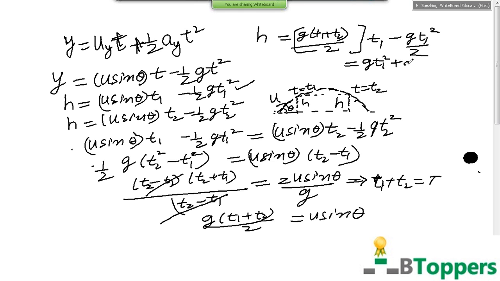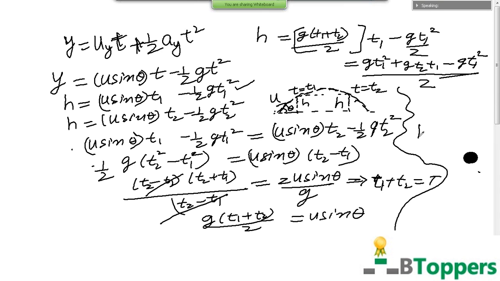This you get g t1 square plus g t2 t1 minus g t1 square, whole divided by 2, or you get h equal to half g t1 t2. That means if the projectile is found at the same vertical height h at the instants of time t equal to t1 and t equal to t2 respectively after projection, then we can write h equal to half g t1 t2, and the time of flight of the projectile is given by capital T equal to t1 plus t2. This conclusion I have shown you on the screen already. In case you are interested to copy this working also, you can take a pause and copy this working.